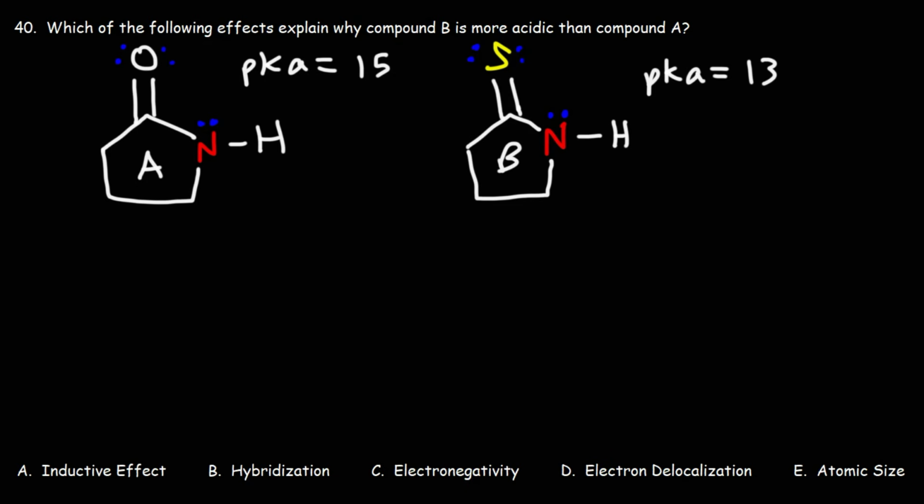atom. Number 40. Which of the following effects explain why compound B is more acidic than compound A? Is it the inductive effect, hybridization, electronegativity, electron delocalization, or atomic size? What would you say?